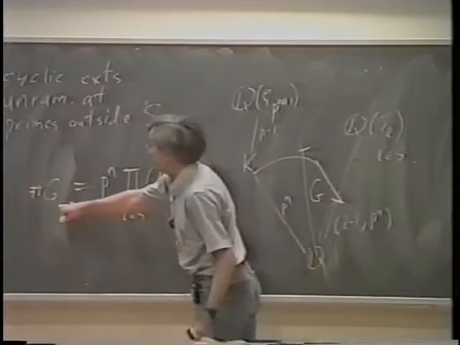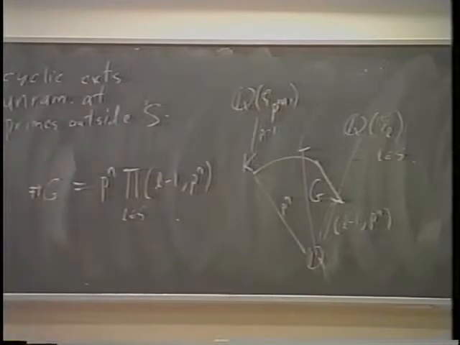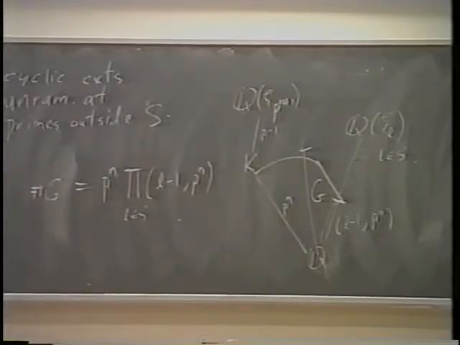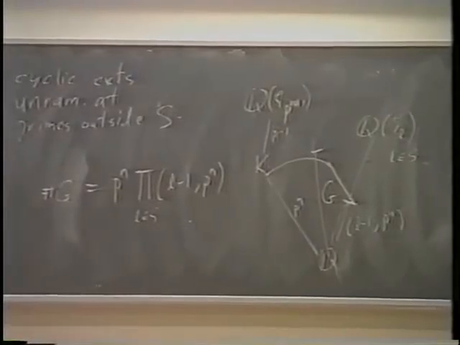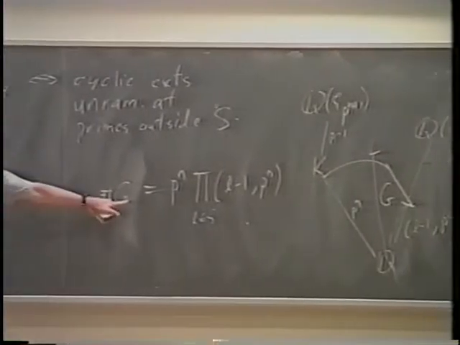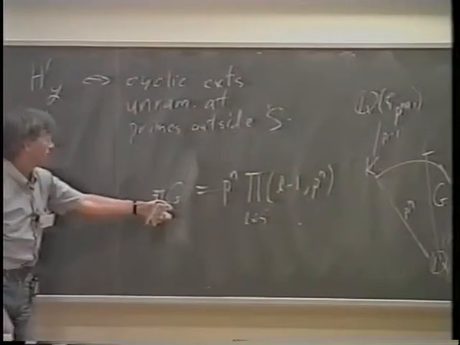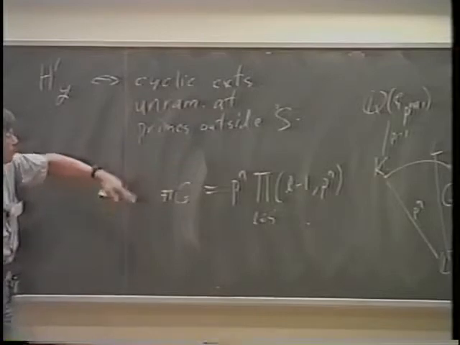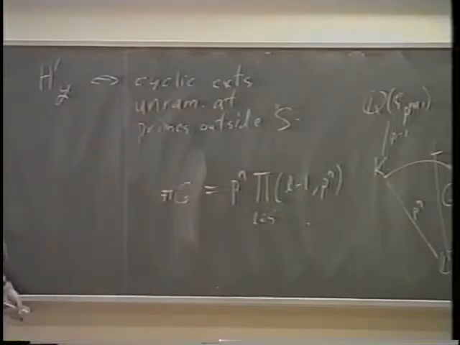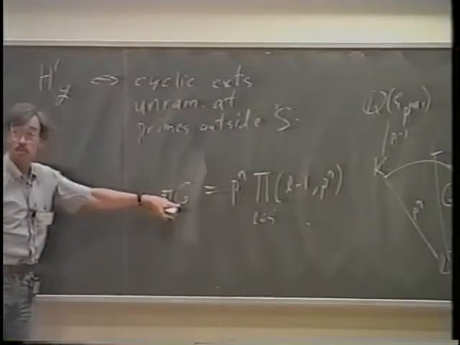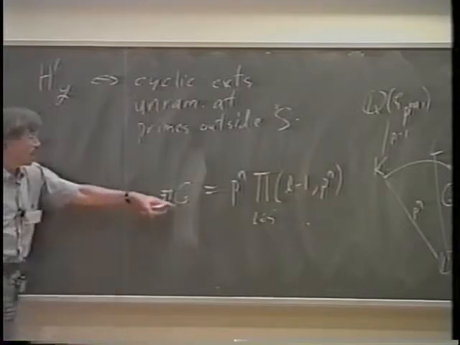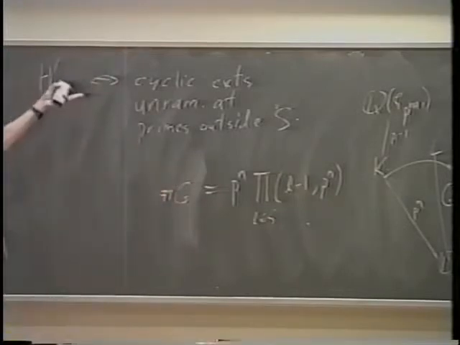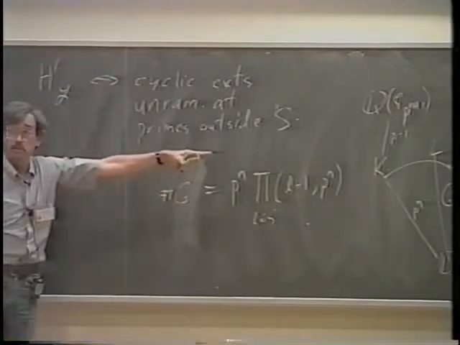How many homomorphisms can I get? Well, that's exactly the order of this group that I just calculated. And for each extension in here, how many homomorphisms do you have into mu p^n, into Z mod p^n? It's exactly the order of the group. So every homomorphism corresponds to one coming from a cyclotomic field.